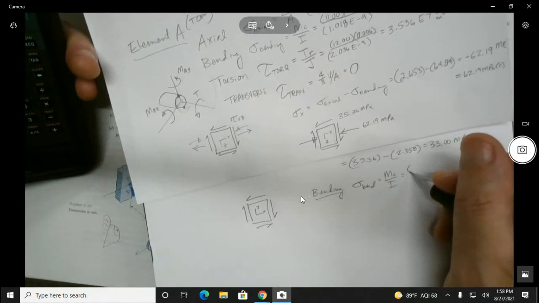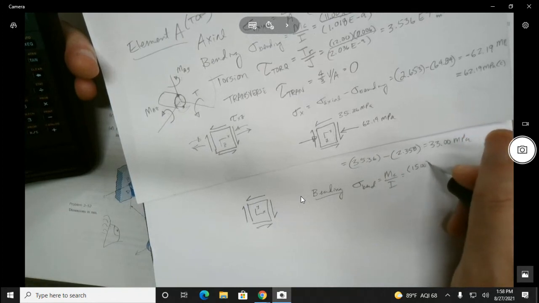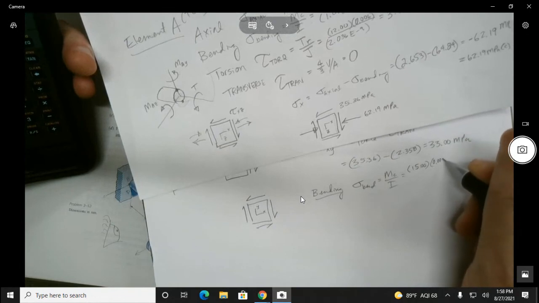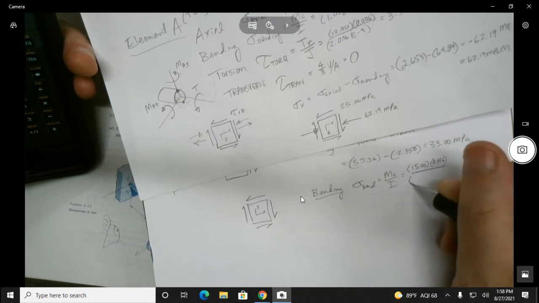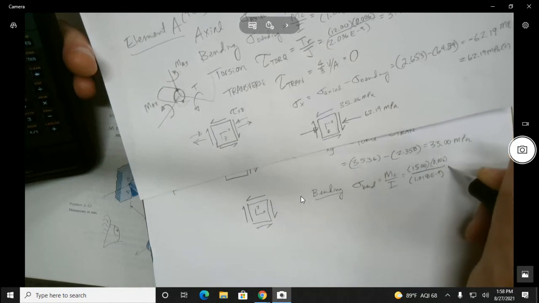So we have MAY, which was a value of 15, and 0.006 divided by my I, 1.018 E minus 9.